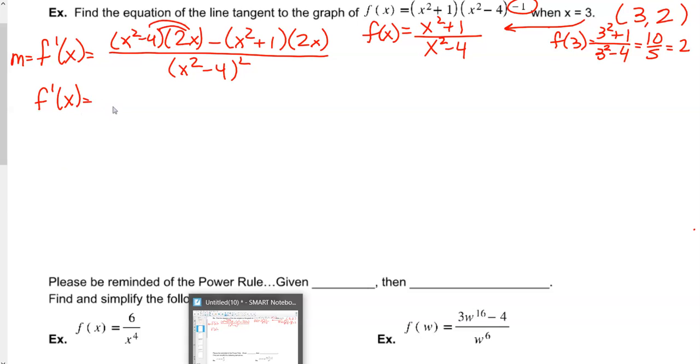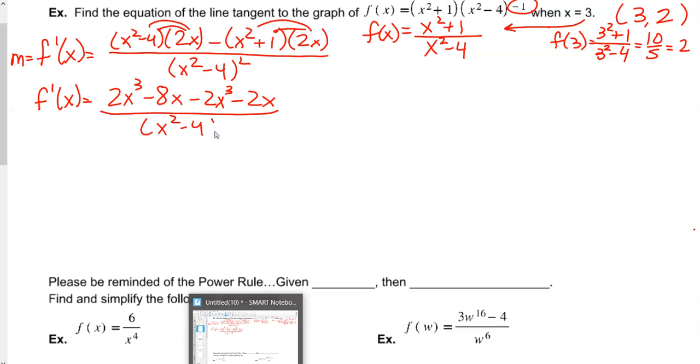By distributing kind of backwards here, we get a 2x cubed minus an 8x. Here we have again a negative. Be very careful. We got to distribute that and the negative. So I get a minus 2x cubed minus a 2x all over x squared minus 4 quantity squared. Now, fortunately again, these two are gone. That's very nice. I'm left with negative 8 minus 2x, which is a negative 10x, all over the x squared minus 4 quantity squared. So that's as far as we could go. If you were asked to find the derivative of that, that would be my expectation.